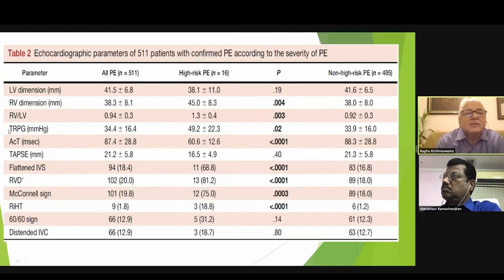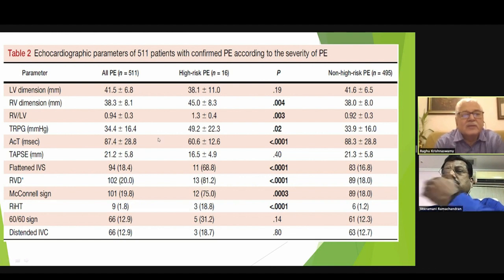So again, this table will tell you how, among all the signs, the McConnell sign, the right heart thrombus, the flattened IVS and the acceleration time are all the most specific parameters. But the sensitivity, if you see, is pretty low.